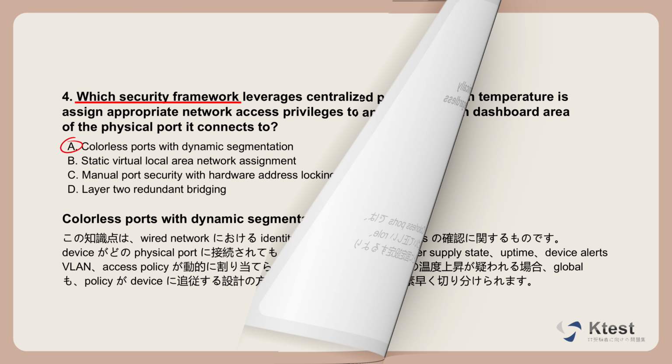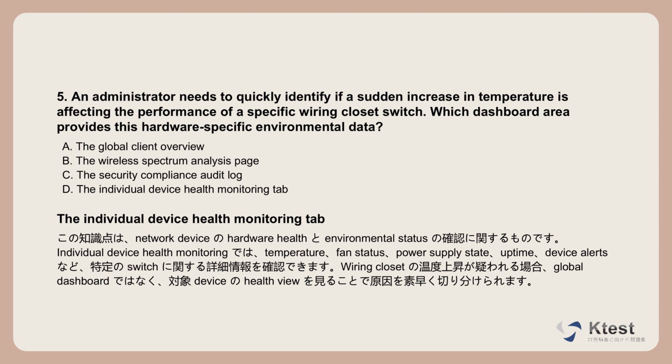hardware. Question 5. An administrator needs to quickly identify if a sudden increase in temperature is affecting the performance of a specific wiring closet switch. Which dashboard area provides this hardware-specific environmental data? The correct answer is D. That would be the individual device health monitoring tab.